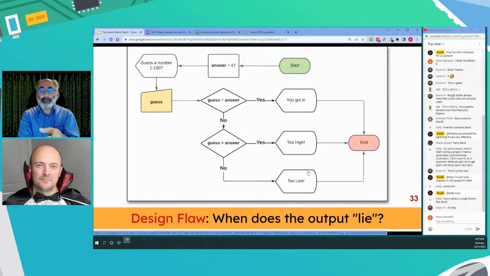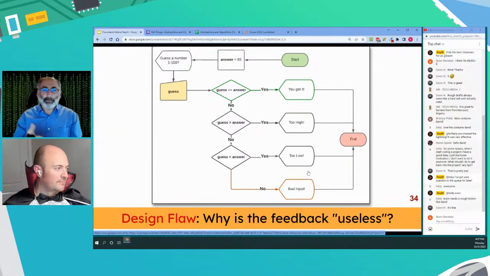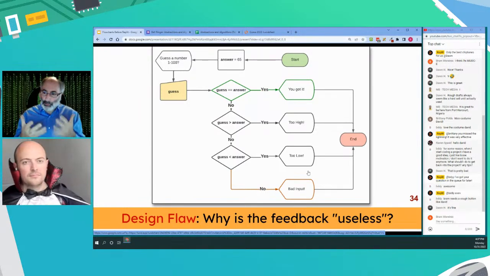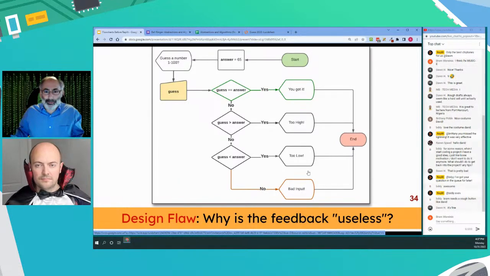So that's a problem with this flowchart. The kids get this. This question is not one that really throws them. And then this doesn't throw them. Like you said, if you only get one guess, all that feedback, all that incredible effort that I've put into giving them feedback like too high or too low, is useless because they can't do anything afterwards. So we have to make this into a loop.